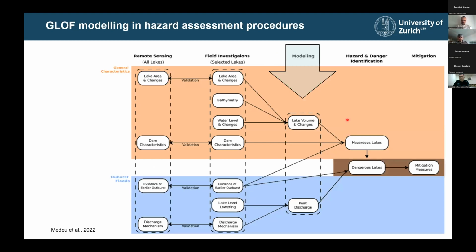This one here is also taken from the recent publication, Medeu et al., which also shows nicely, maybe a bit more technical details, on how you assess dangerous lakes from remote sensing. So this is satellite image based. Then you have field investigations, and basically here we have the modeling part. So modeling of peak discharge and downstream effect, which then allows us to identify the hazard of the lake.